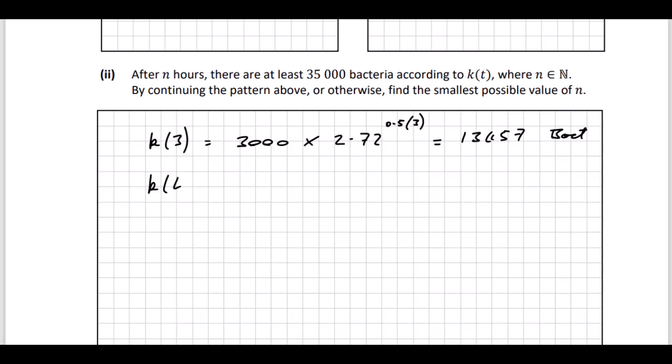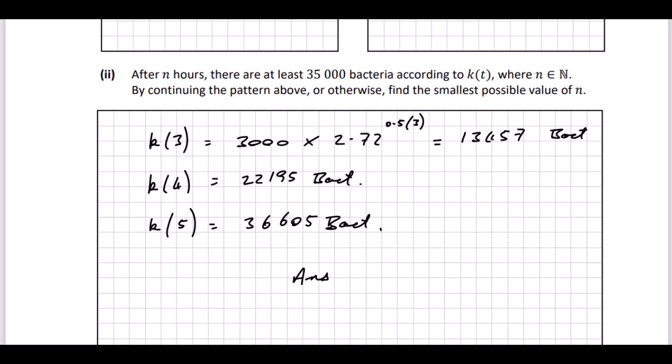I'm going to do k of 4. Again, it's the same thing, just put in a 4 there and you'll get 22,195 bacteria. Put in 5 and you'll get 36,605 bacteria. So what we want is at least 35,000. When we got as far as n equal to 5, we got 36,605. So our answer here is that n has to be equal to 5. So 5 is the first number where we exceed 35,000. Okay, so that's it for this question.